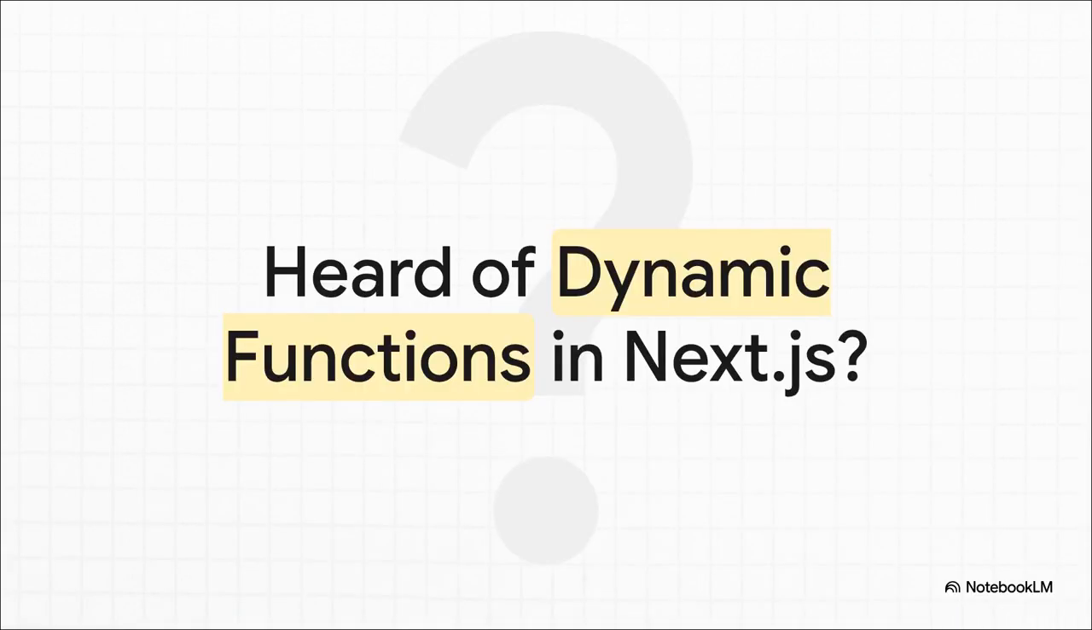So you've definitely seen this floating around, right? On social media, in blog posts, maybe your tech lead mentioned it. But here's the crazy part, and this is the first big clue. Go ahead, search the official Next.js docs for dynamic functions. You know what you'll find? Nothing. Absolutely nothing. So what on earth is everyone talking about? Well, the answer is actually way more interesting than you'd think.